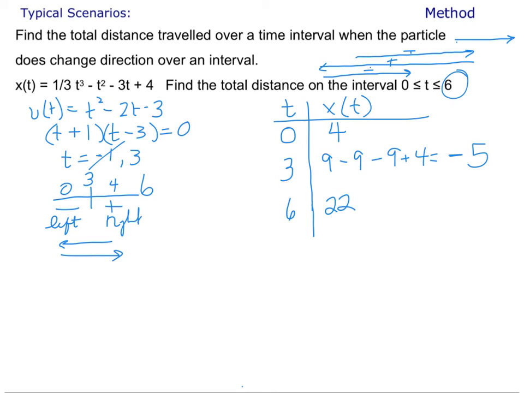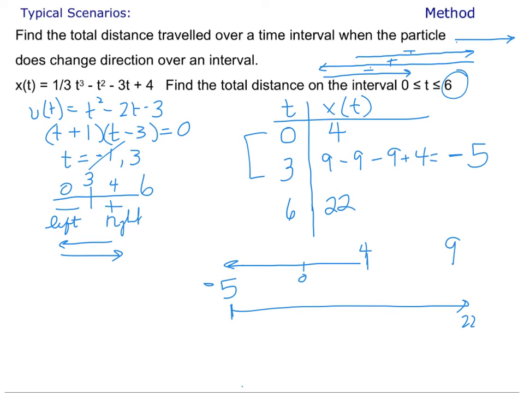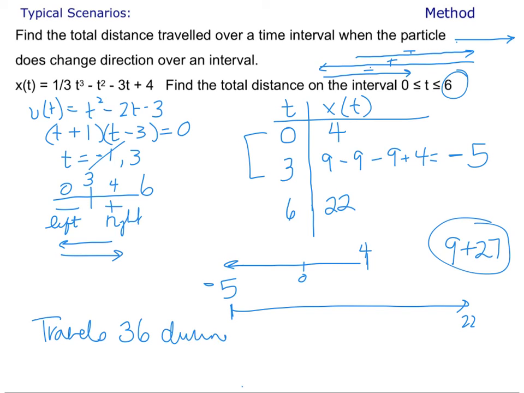So let's draw this out because this will be a little bit easier. I know it goes left first, right? It starts at 4, and it goes left all the way to negative 5. All right, so that's what it does. It goes from 4 to negative 5, which is 9 units. All right, and then from this point, it goes all the way to the right to 22. So from negative 5 to 22 is 27. So total, it travels 36 during the time interval 0 to 6. And that's it.